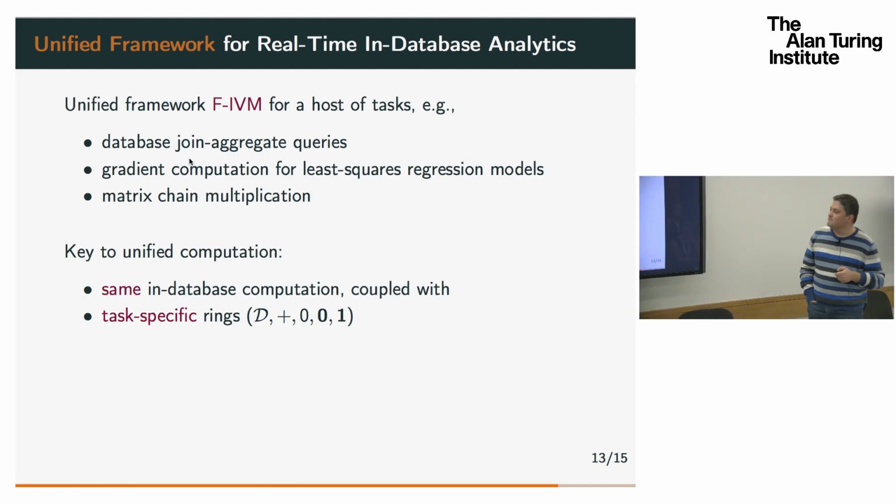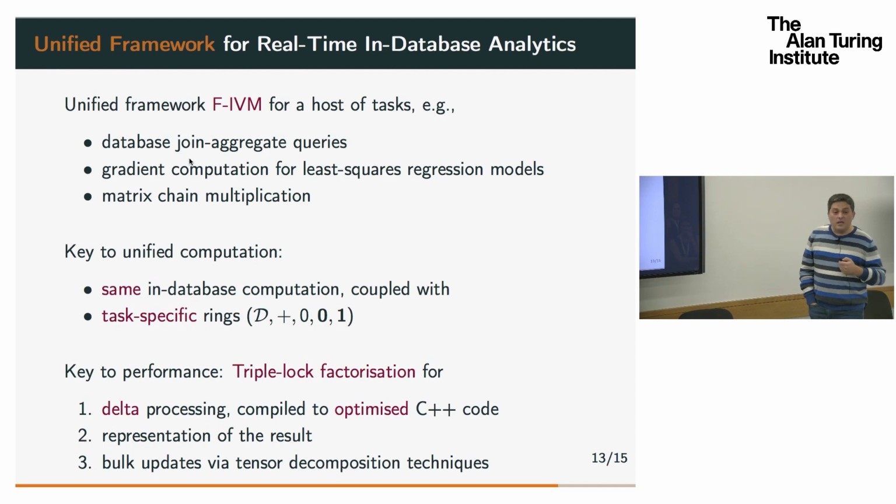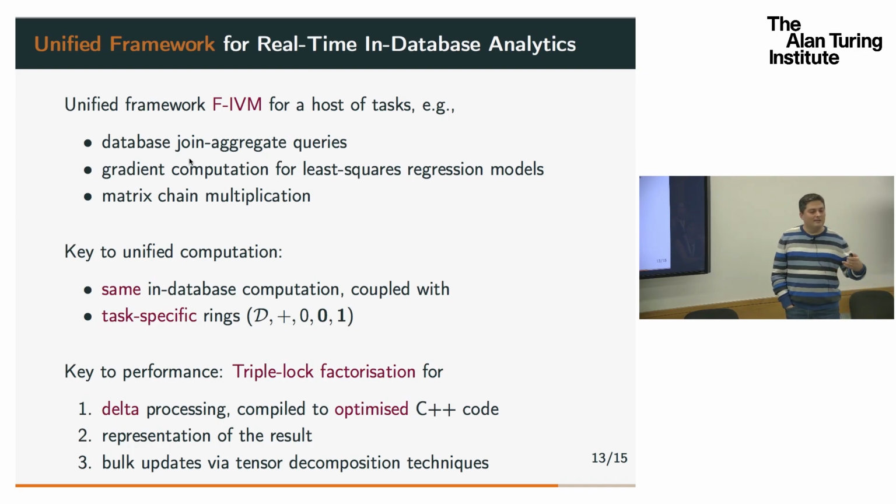It was a copy-paste. And the key to performance was triple-lock factorization. So we did the kind of factorization I mentioned before. For the delta processing, we compiled this to optimized C++ code. Right? We understand how to do this for the triggers we create. Then we also factorize the representation of the result if this is too large, so we can maintain the factorized representation of a query result. And for bulk updates, we look at them and we can sometimes factorize them akin to the way we would do tensor decomposition, right?